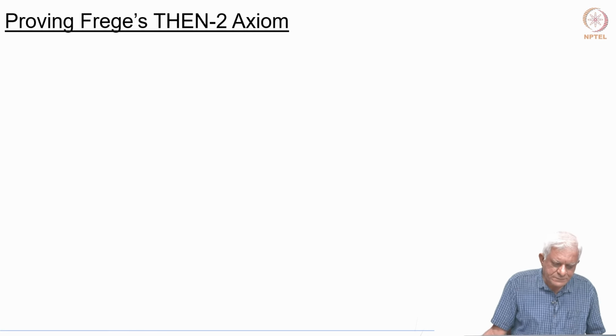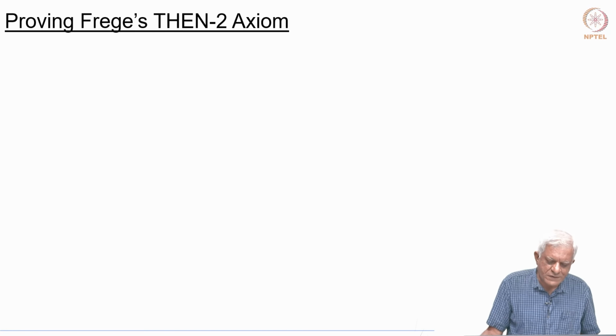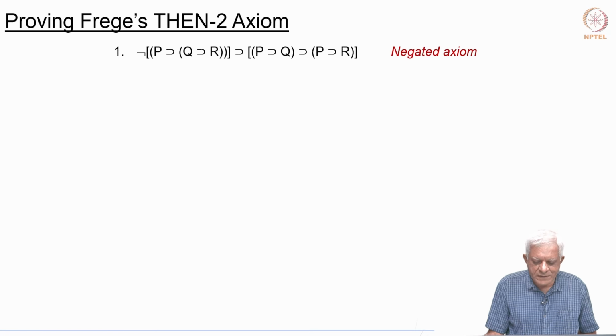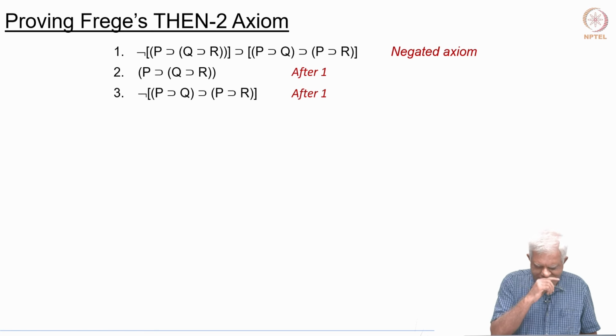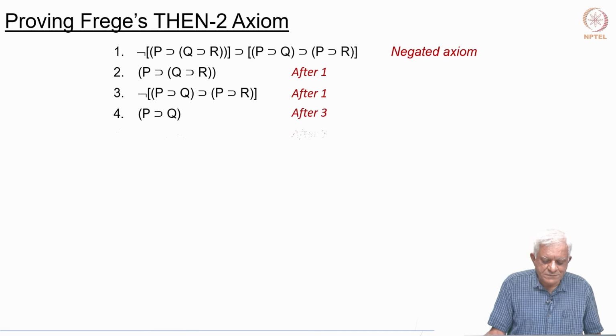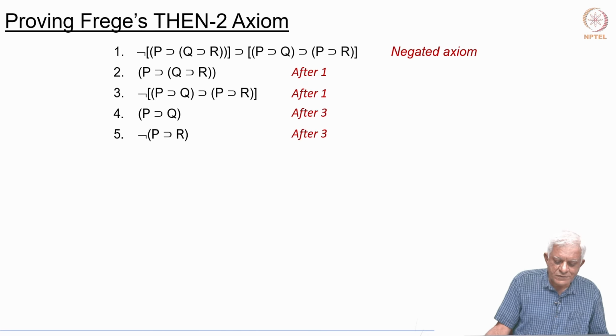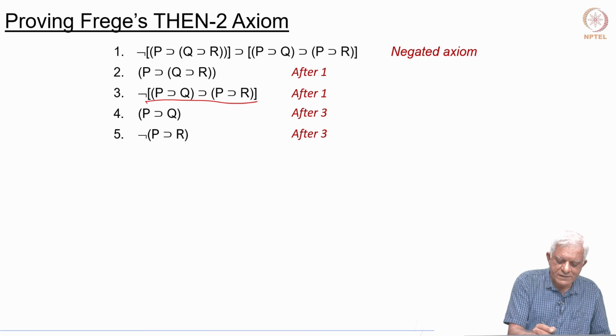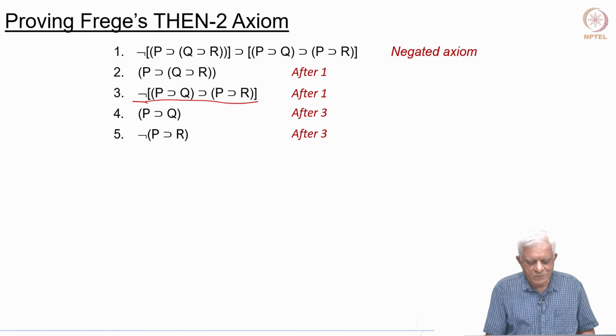So, finally, let us see if you can find a shorter tableau for the same problem that we are trying to solve. This is the negated axiom of the then 2 axiom, and the first step is the same because there is only one connective to break down. Now, instead of breaking down 2, we have broken down 3 essentially, and 3 does not introduce branching. It says that either P implies Q must be true or the consequent must be false, that is not P or R must be true.